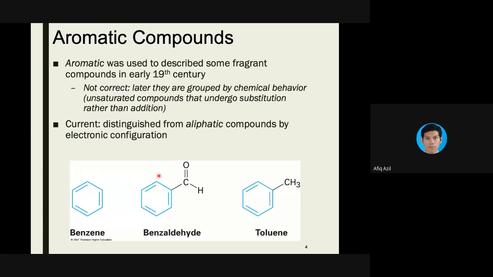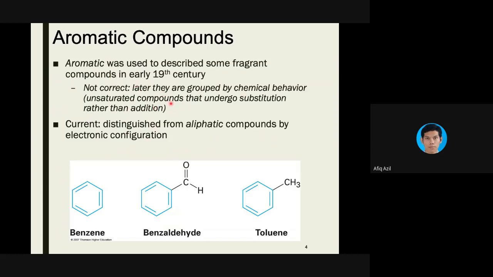So, aromatic. Why does it have the name aromatic? Why was it named aromatic? Because in the old days, smell was used as one of the characteristics to classify organic compounds. Aromatic was used to describe some fragrant compounds in the early 19th century, but now we know that it's not accurate or correct. So later they were grouped by chemical behavior.